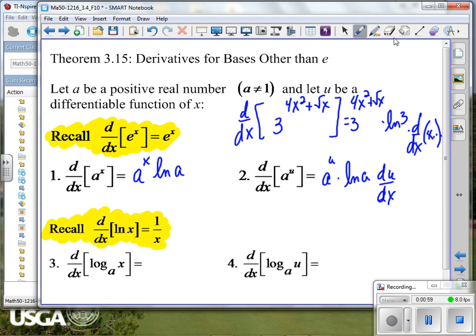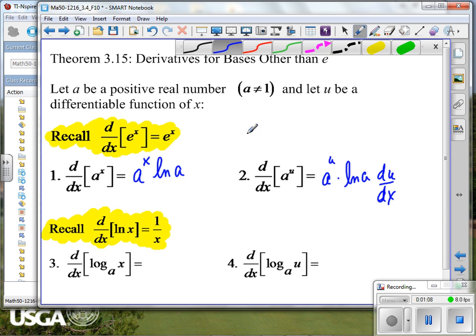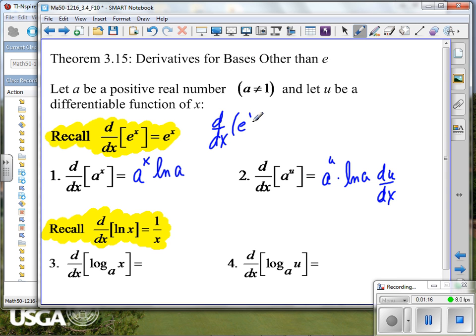So let's try that. I'm going to apply this rule right here to this problem. So I have the derivative with respect to x of e to the x. First thing we do is say e to the x times the natural log of the base. What's the base? E. Times the derivative with respect to x of the exponent, which happens to be x.